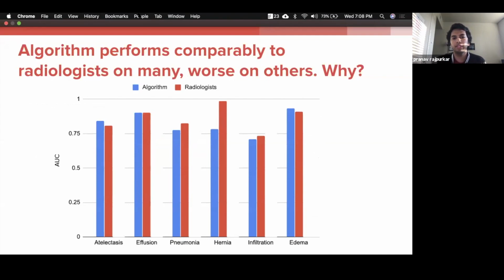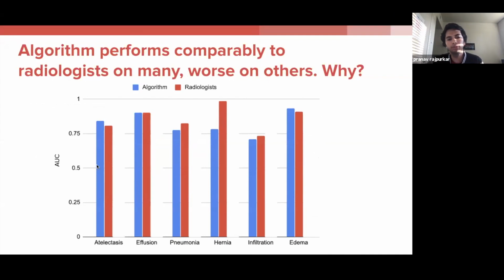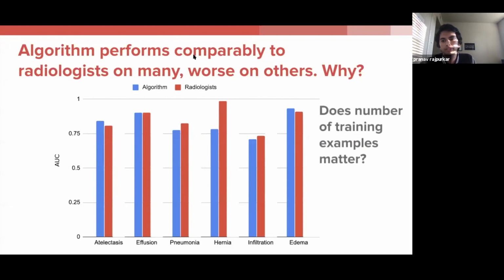So here we have the algorithm in blue, and we have the radiologist in red, and we're able to compare the two bars and see whether the algorithm is performing better than the radiologist. So what happens here? We see that the algorithm performs comparably to radiologists on many tasks, like 1, 2, 3, 4, and it performs worse on others. So you might ask the question, why does it perform better on some? Why does it perform worse on others?